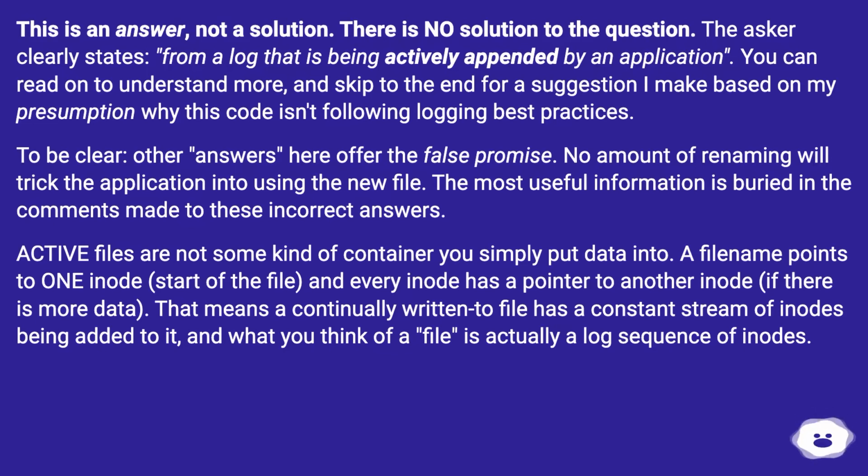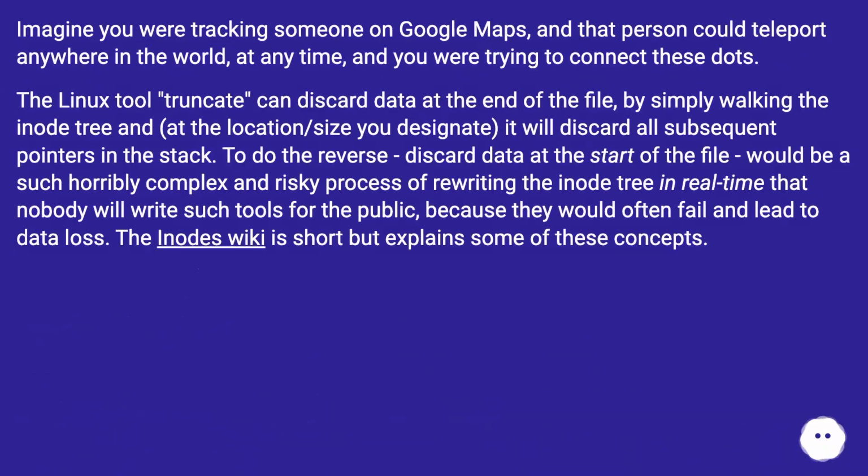Active files are not some kind of container you simply put data into. A file name points to one inode, the start of the file, and every inode has a pointer to another inode, if there is more data. That means a continually written-to file has a constant stream of inodes being added to it, and what you think of as a file is actually a long sequence of inodes. Imagine you were tracking someone on Google Maps, and that person could teleport anywhere in the world, at any time, and you were trying to connect these dots.